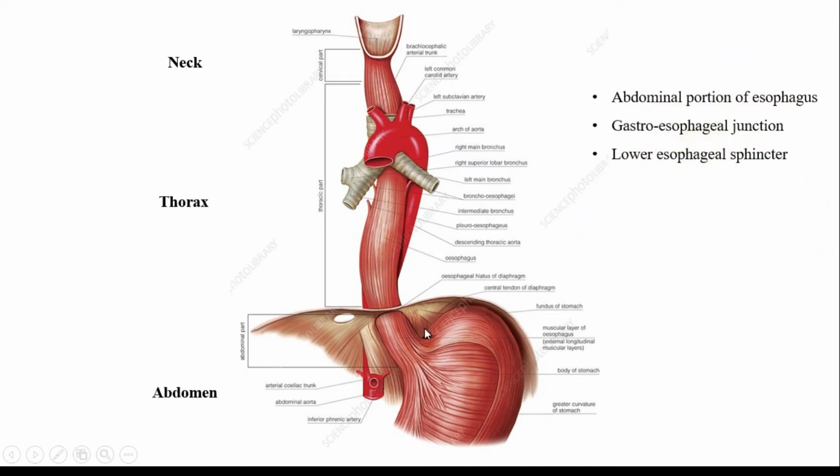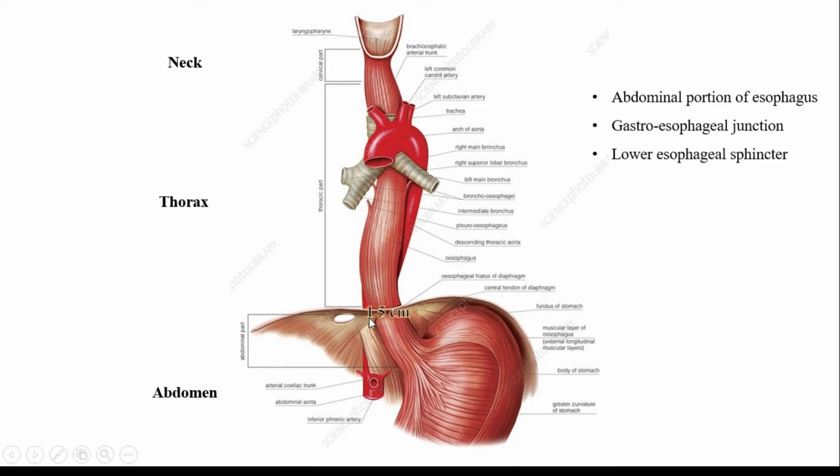So we can say that the abdominal portion of the esophagus, the gastroesophageal junction, and the lower esophageal sphincter, all of them always have to be in the abdominal cavity. They should never ever be present in the thoracic cavity. There are a few factors that are responsible for maintaining this condition. Number one factor is the diameter of the hiatus.